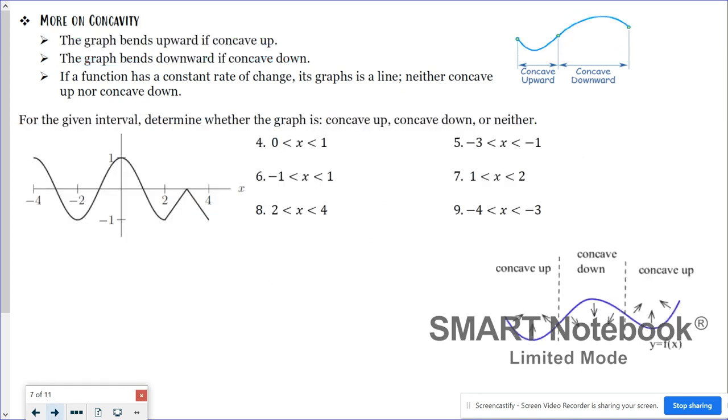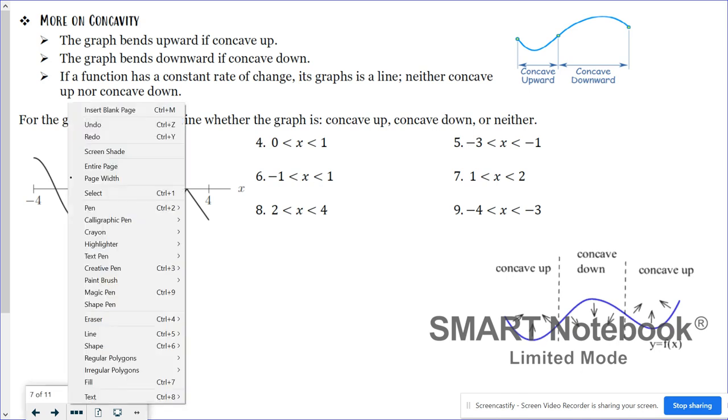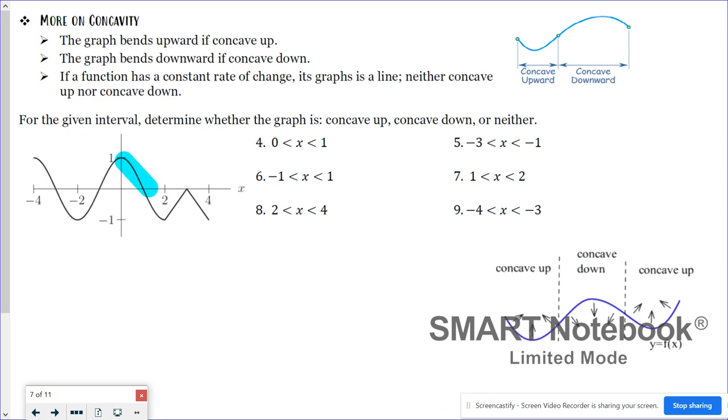So taking a look at these examples here, it says for the given interval, determine whether the graph is concave up, concave down, or neither. So number 4, we want to look at from 0 to 1. So x is 0 to x is 1. Okay. So on that interval there, I'd have to say it's definitely curving down like a dome. It's subtle, but there is a downward curve to it.